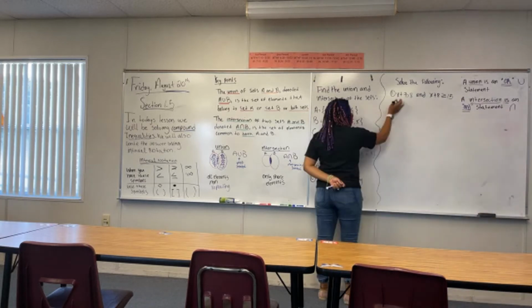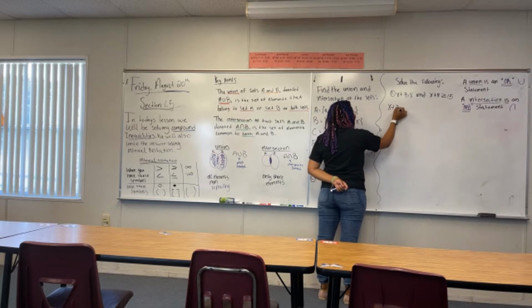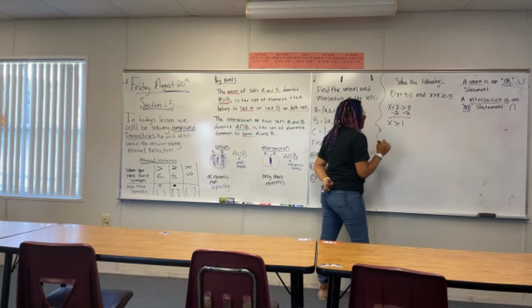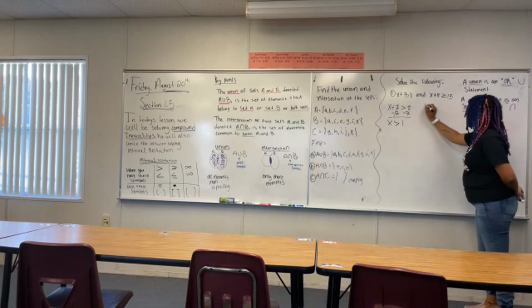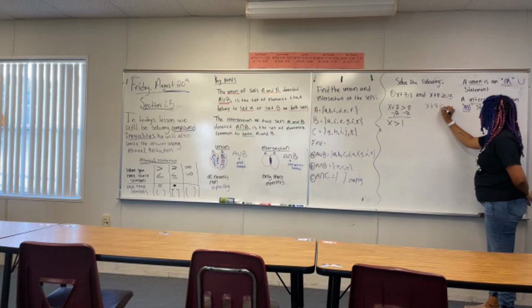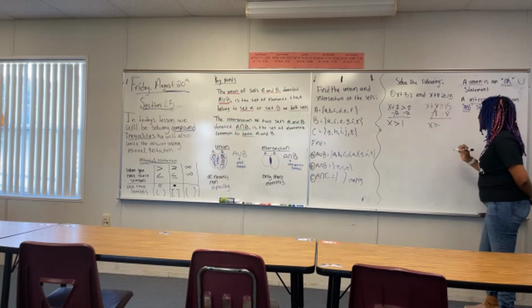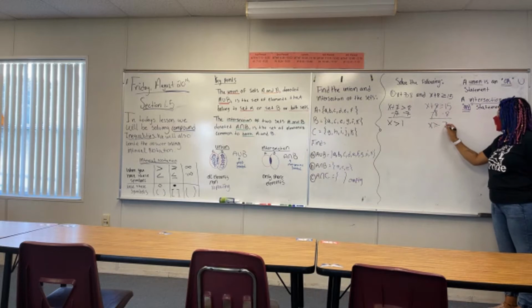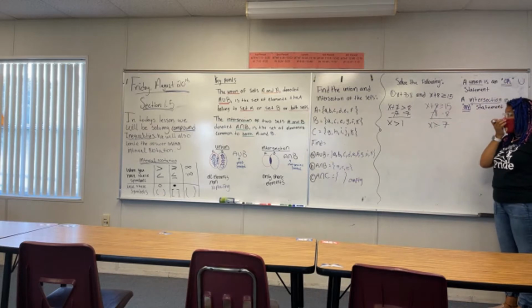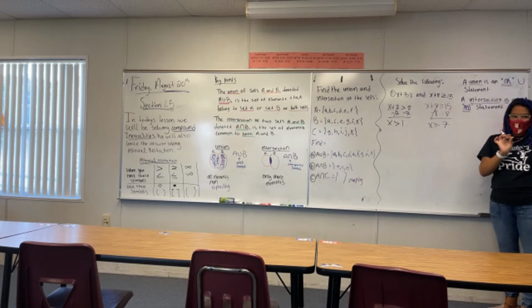Okay, so I'm going to take the first side and I'm just going to solve, like a normal equation, but this has the symbol of the inequality. I'm going to take the second inequality. I'm going to solve. And this gives me 7.